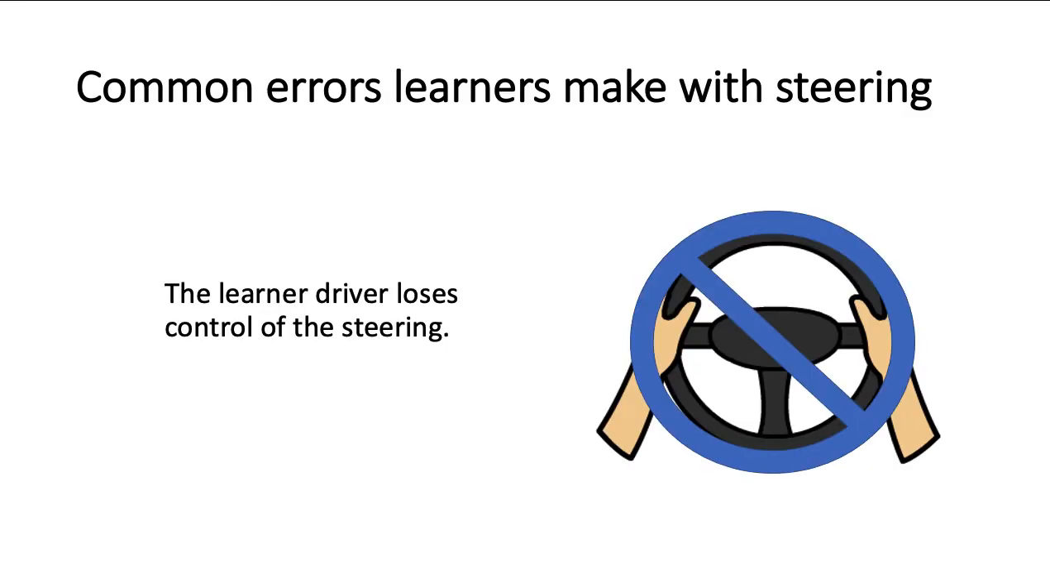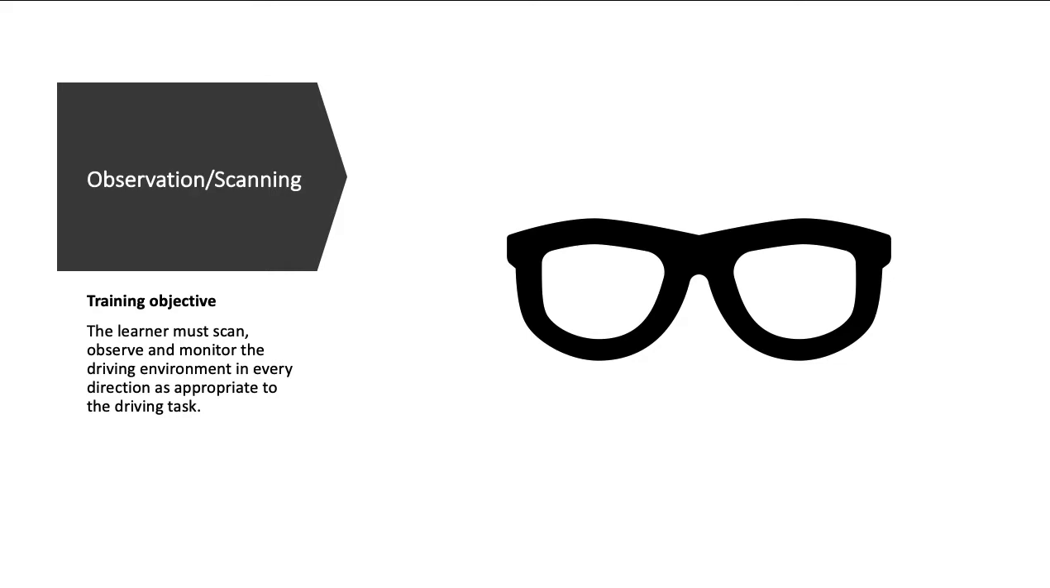The learner driver loses control of the steering wheel as well. That would be deemed a critical driving error. Okay, the next one, let's take a look at observation and scanning.